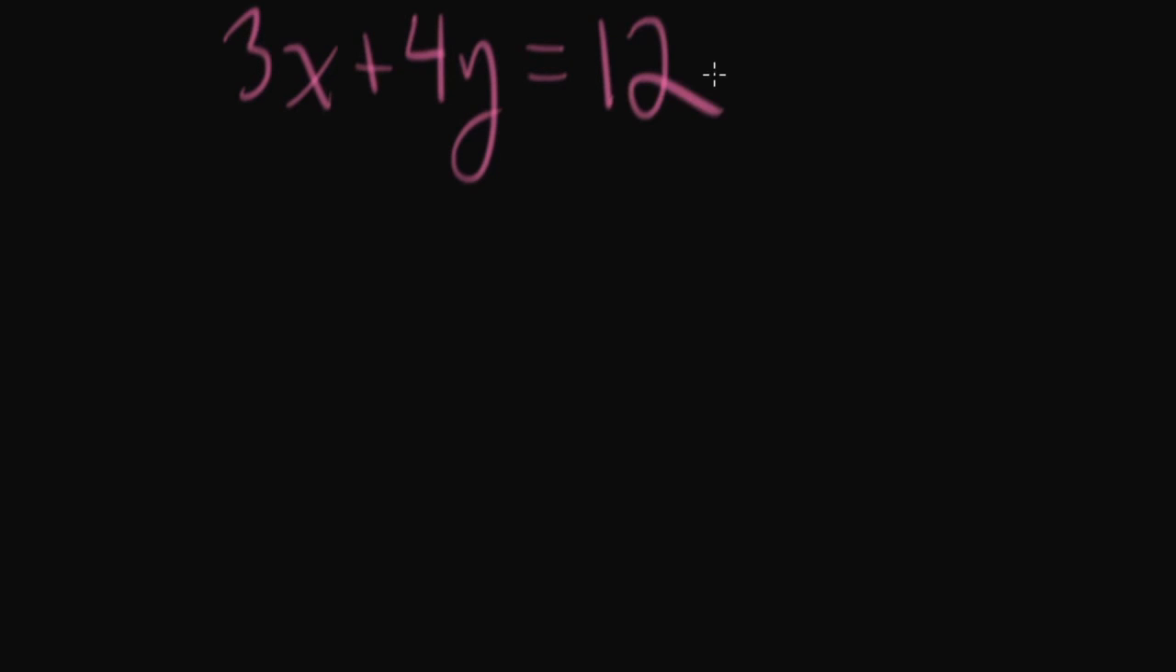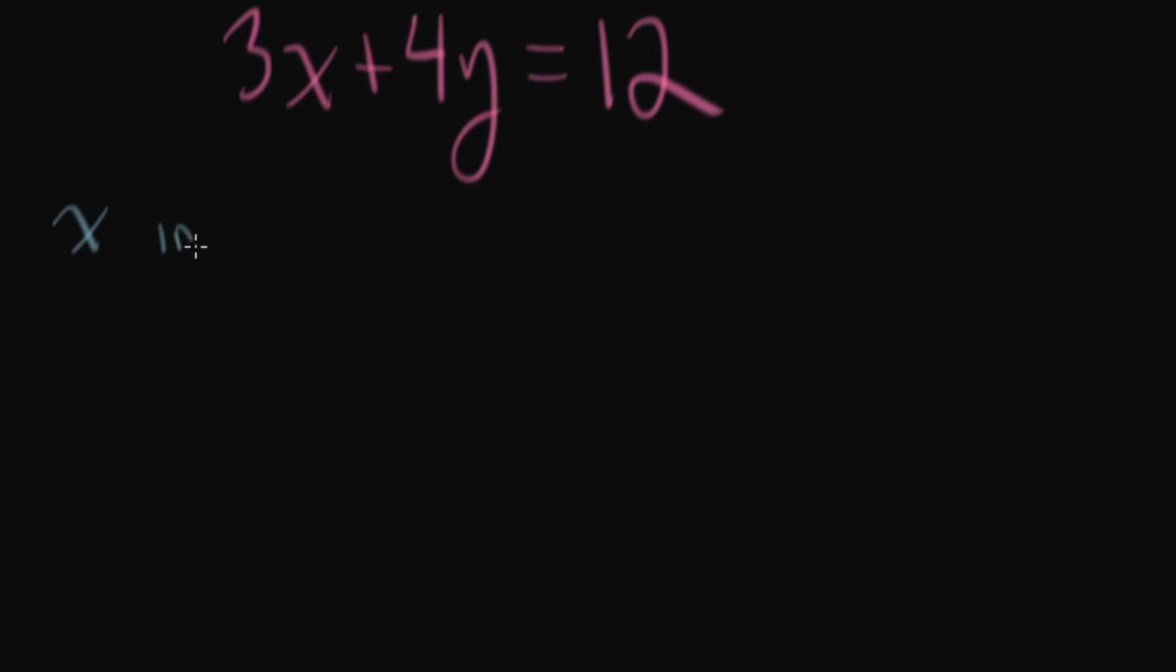So say you had an equation like this. Let's say it was 3x plus 4y equals 12. And you have to go and graph it. Now, you might think first off, okay, I'll just put it into slope-intercept form and graph. But if you go and use the intercepts, it's going to be pretty easy.